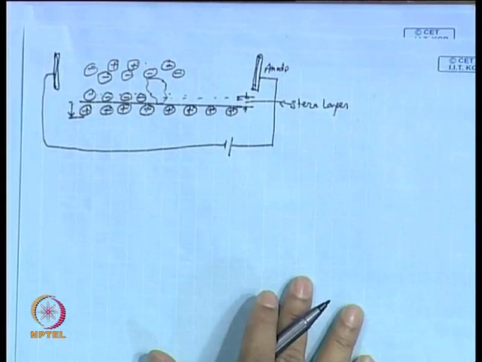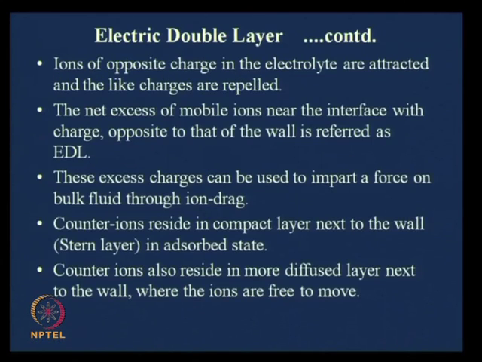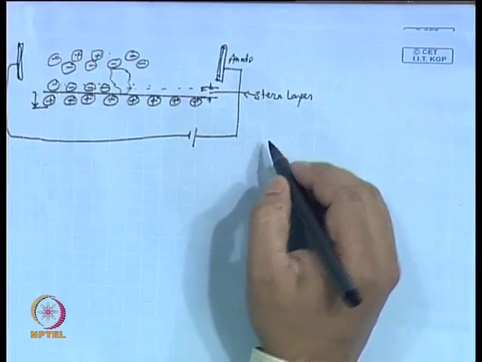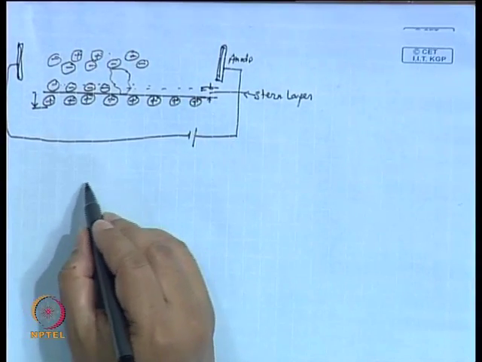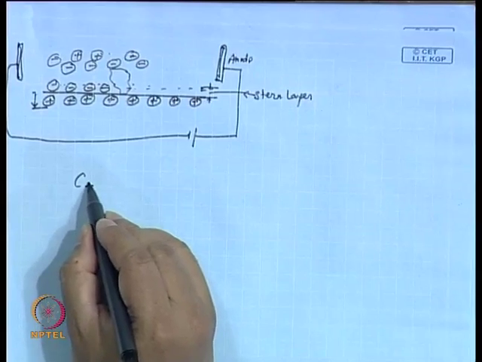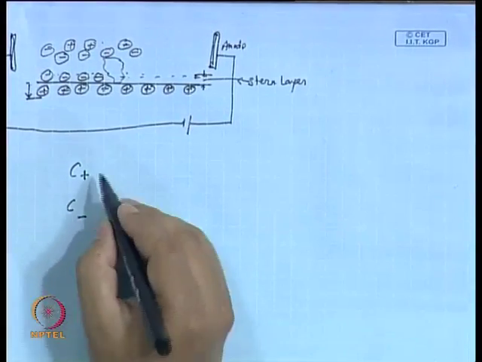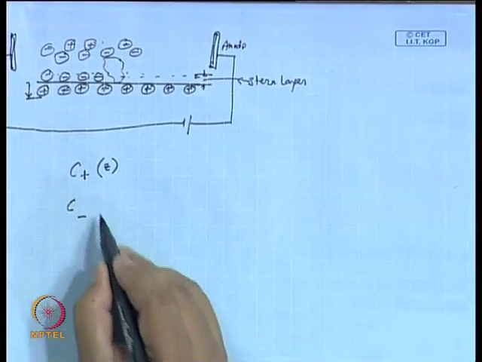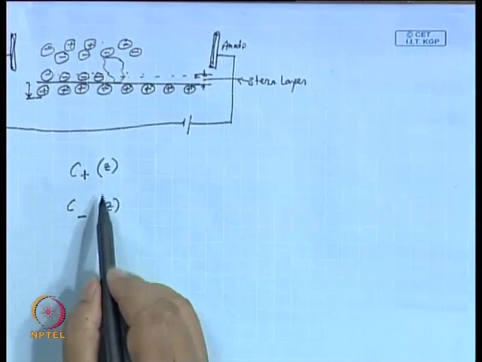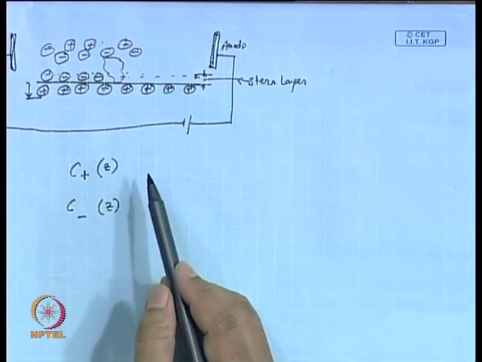Now, in the last class, we mentioned that our aim is to find out what would be the concentration profile, if we call it C plus and C minus, as a function of Z. Okay, what would be the concentration profile as a function of Z? That is what is important to us at this point.